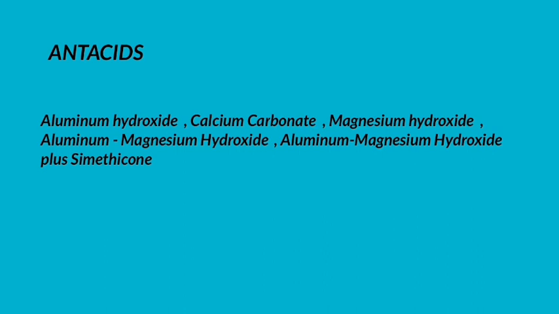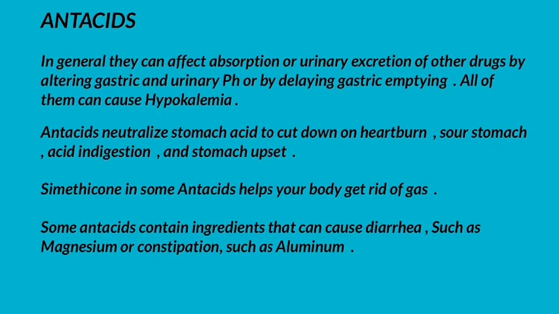Antacids consist of aluminum hydroxide, calcium carbonate, magnesium hydroxide, aluminum magnesium hydroxide, aluminum magnesium hydroxide plus simethicone. In general, antacids can affect absorption or urinary excretion of other drugs by altering gastric and urinary pH or by delaying gastric emptying. All of them can cause hypokalemia.